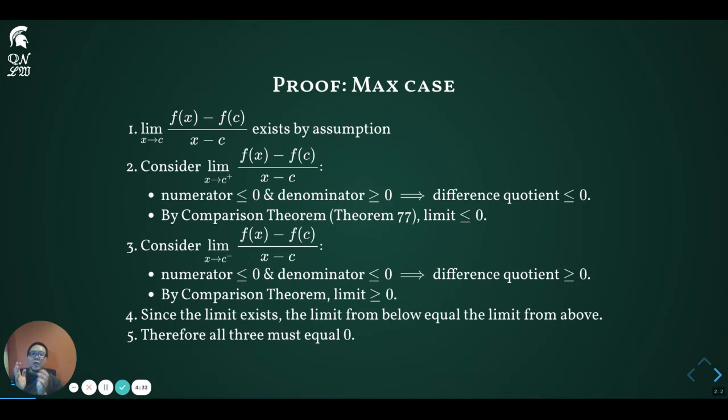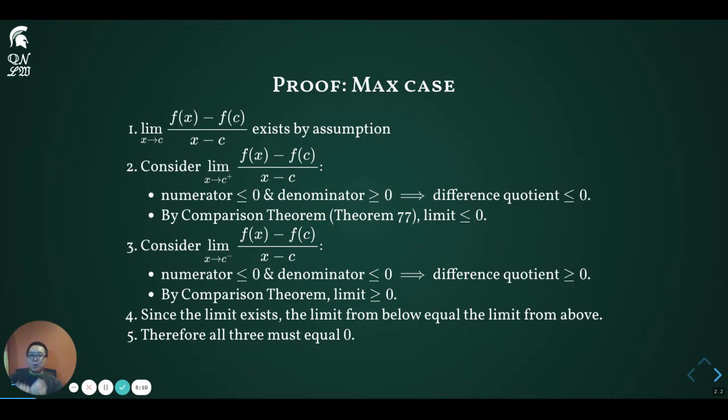First, we treat the case of the limit from above. Based on what I just said, the numerator is non-positive, while the denominator is positive for every x to the right of c. So, the difference quotient must be non-positive itself. Using the comparison theorem for functional limits, the limit of a non-positive function will be a non-positive number. This means that the limit from above of the difference quotient is non-positive.